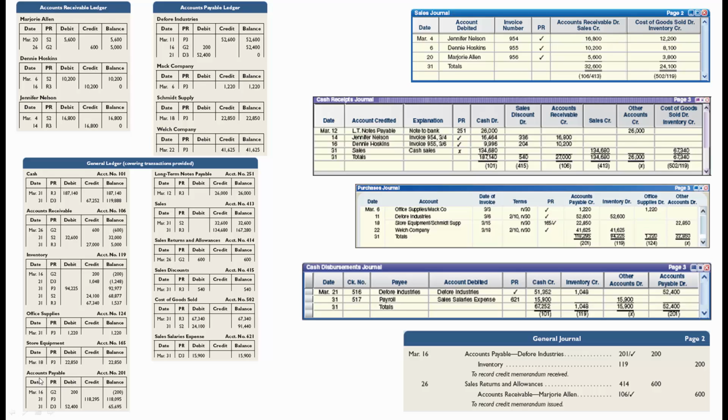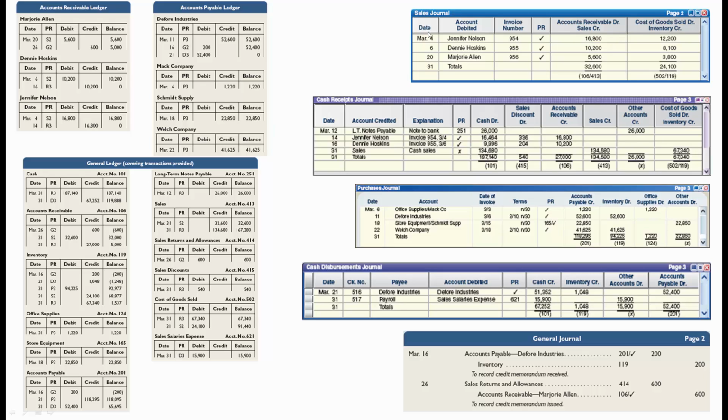Now, accounts payable, this total at the end of the period should equal the total if you add up all of the individual amounts we owe each vendor. This comes from our journals. The sales come from our journals. Sales returns and allowances will come from our general journal. And our sales discounts will come from the journals. This will come from the special journals, and this will come from the special journals.